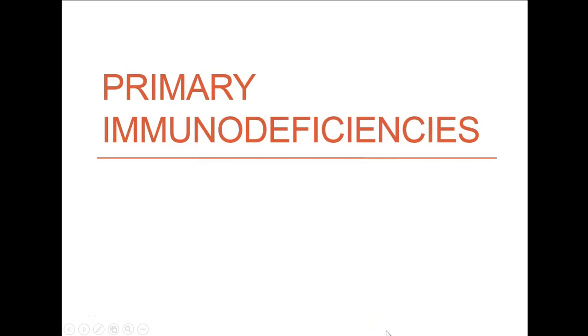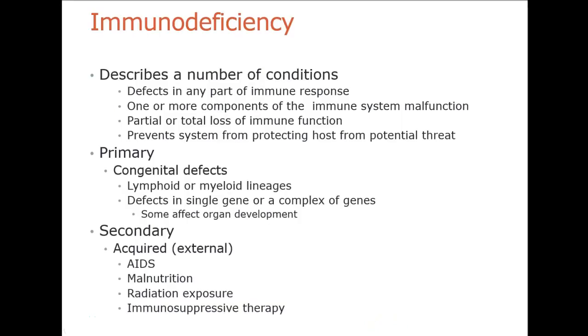Primary immunodeficiencies. An immunodeficiency describes a number of different types of conditions. You can have a defect in any part of the immune response. One or more of the components of the immune system can malfunction. You can have partial or total loss of immune function, and it can prevent the system from protecting the host from a potential threat. There are a couple different types.